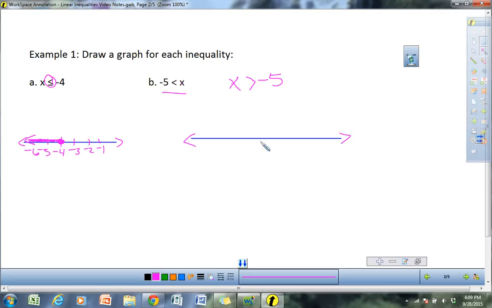So now to plot this, go to -5, plot some points around it. Give me at least 3 on each side, please. And then now I have an open circle because I don't have or equal to. So if I plug -5 in here, -5 is greater than -5, it's not a true statement. So I have to have an open circle. And I'm looking at x is greater than -5, so I'm going everywhere to the right. All of these values are greater than -5.